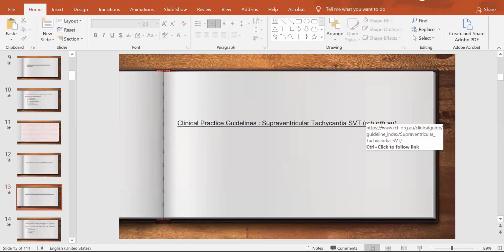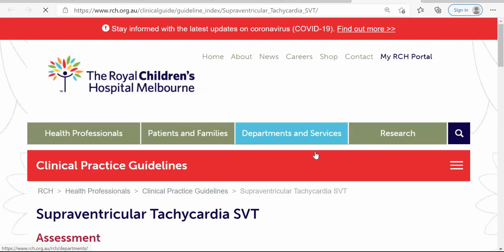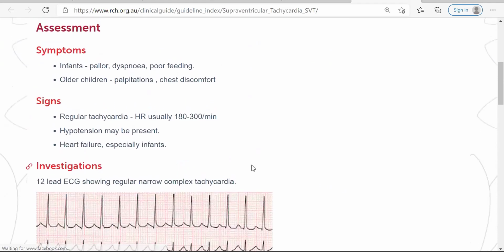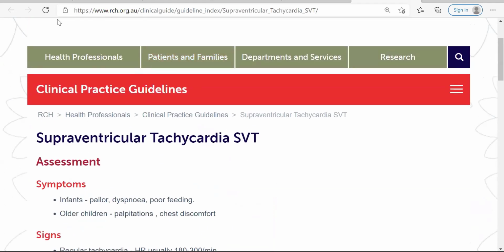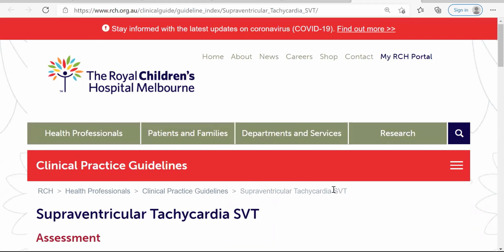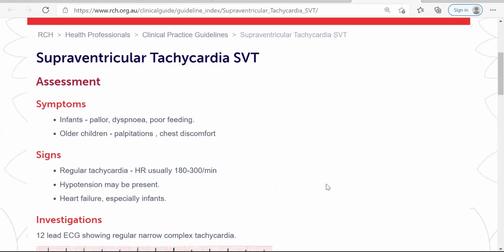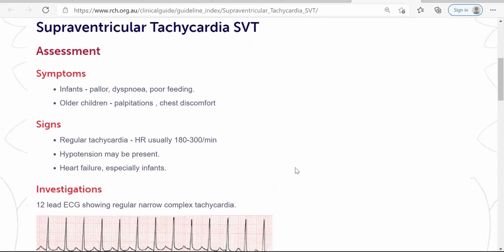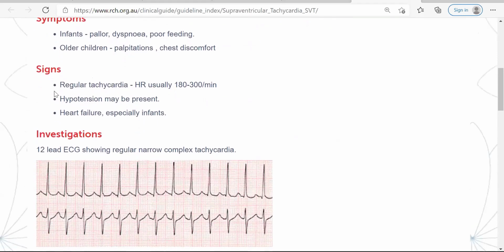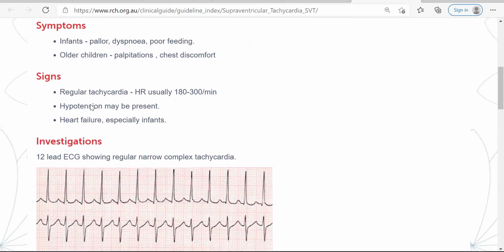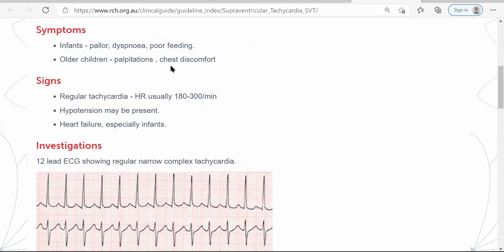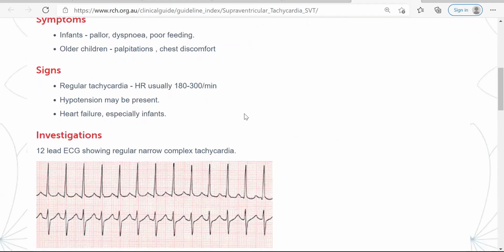Now we'll go to the RCH, supraventricular tachycardia. For the Royal Children's Hospital, RCH, this is a very, very good guideline for any pediatric questions for AMC. Everyone follows this. So supraventricular tachycardia, we can find here. In supraventricular tachycardia, older children will come to you with chest discomfort, palpitation. They can also even have dyspnea, dizziness, etc.